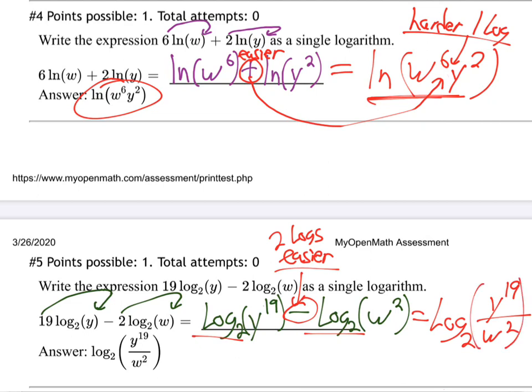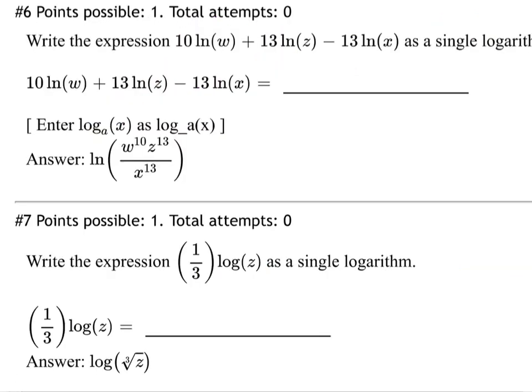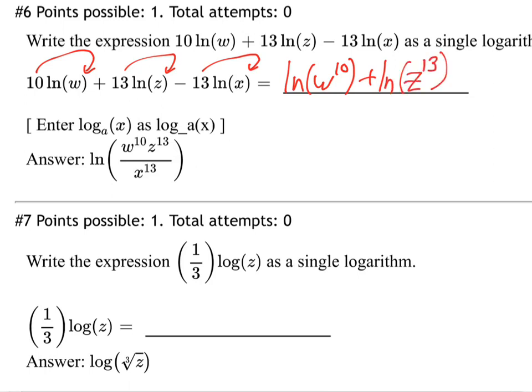Becomes divide. It's a harder operation for only one log. It's a harder job for one person. It's divide. It was an easier operation, just subtraction, for two logs. Number 6, same kind of thing. These numbers go to the power. So what are we going to get? We're going to get ln w to the 10th plus ln z to the 13th minus ln x to the 13th. Now, we're going to combine them into one ln.